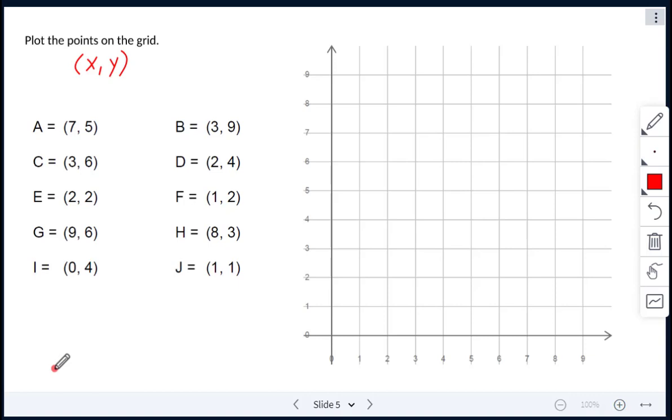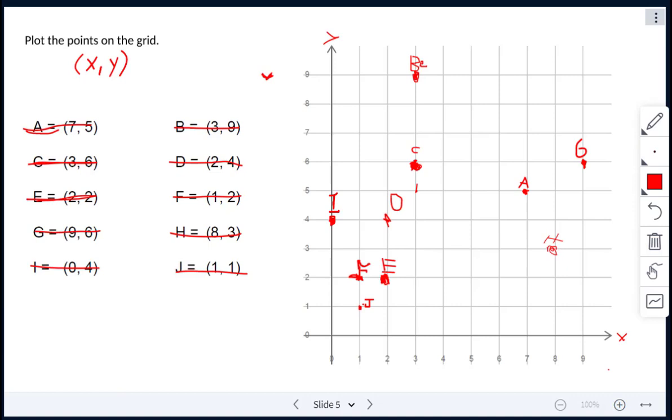Okay, so we're just going to do a quick review of plotting on a graph. So when we have an ordered pair, it looks like this. The first value is always x, the second value is always y. So I'm just going to do the first one as an example just for review. So A is 7, 5. So 7 is my x value, so I'm going to go across to 7. And 5 is my y value, and I'm going to go up to 5. So I'm going to put my point here, and I'm going to label it A.